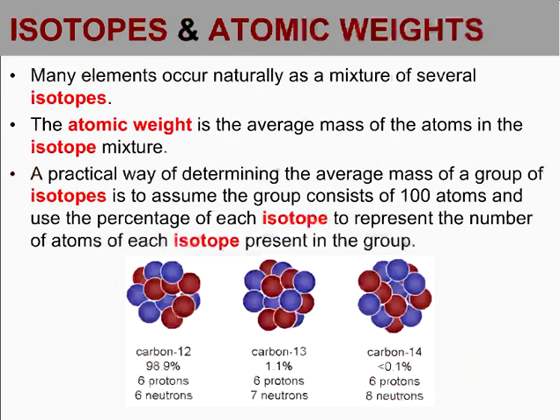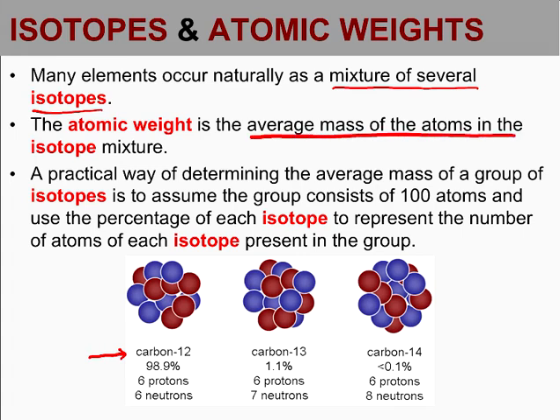So again, many elements occur naturally as a mixture of several isotopes. And down below, we have those same carbon isotopes that we just talked about. So there's carbon 12, carbon 13, and carbon 14. And again, the atomic weight is the average mass of the atoms in the isotope mixture.